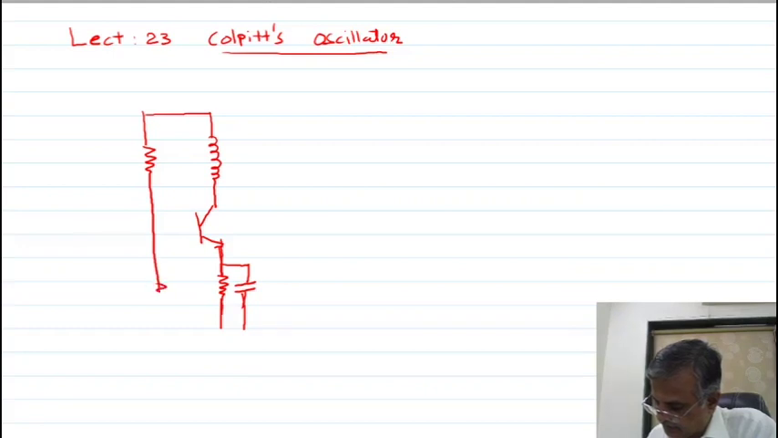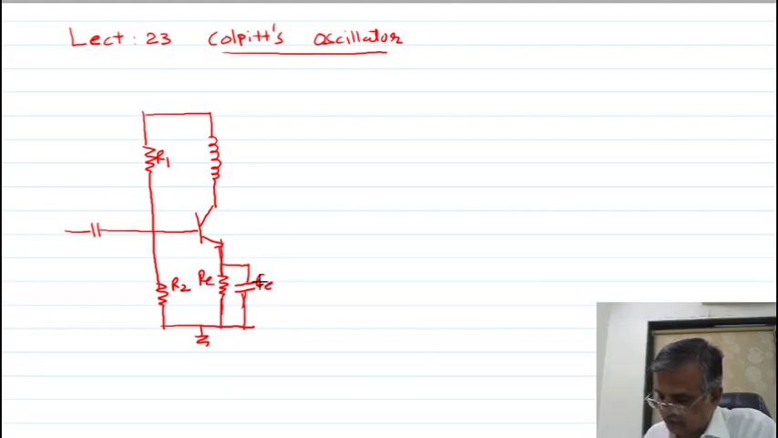In this circuit, resistors R1 and R2 provide the voltage divider bias. RE and the parallel combination of RE and CE provide the self bias to the circuit. This is a coupling capacitor CC. This is a coupling capacitor for the base.